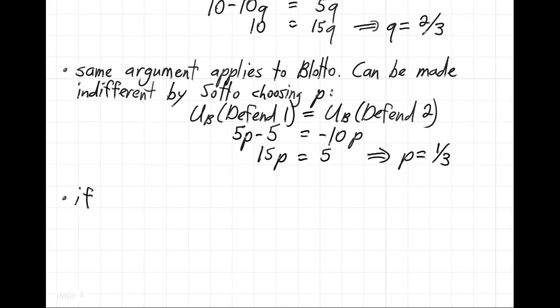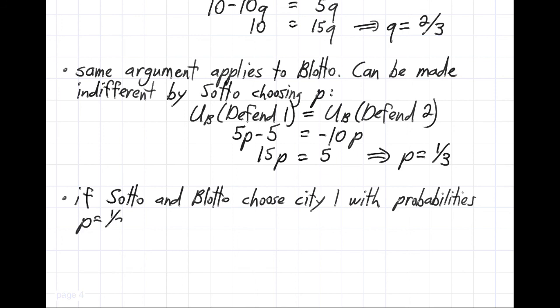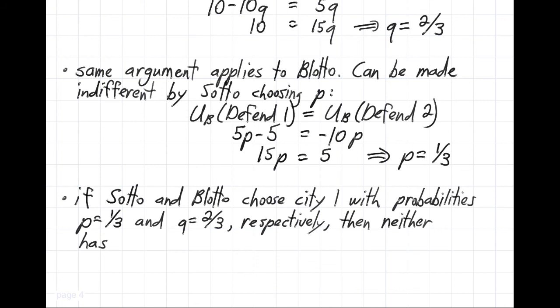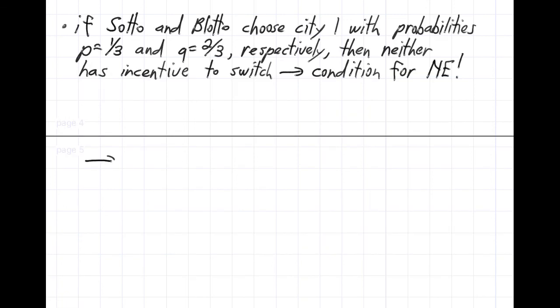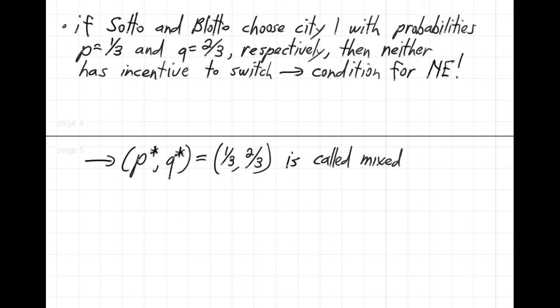So, to sum that up, if Sotto and Blotto both choose city 1 with probabilities P equal to 1/3 and Q equal to 2/3, then neither of them has an incentive to switch. And that's just the condition for a Nash equilibrium. So this set of mixed strategies, let's call them P star and Q star, just to emphasize that these are special values of P and Q, and they are 1/3 and 2/3. That set of strategies defines a new expected outcome in the game, and that set is called the mixed Nash equilibrium. So that's how you can actually find what the mixed Nash equilibrium is.